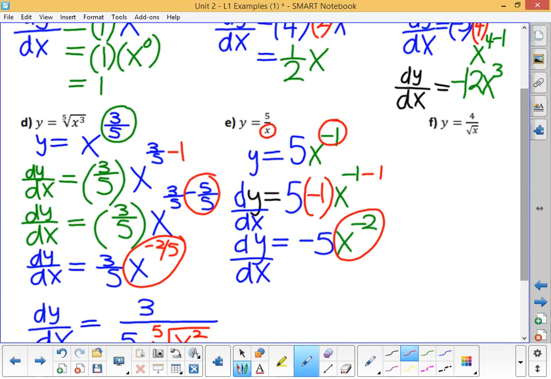Okay, very good question. Remember, this -1 has to come down and be a coefficient, has to be multiplied by the original 5. That's how that becomes a negative 5. No, why is it 5 times x? That's the first step. 5 times x to the power of negative.